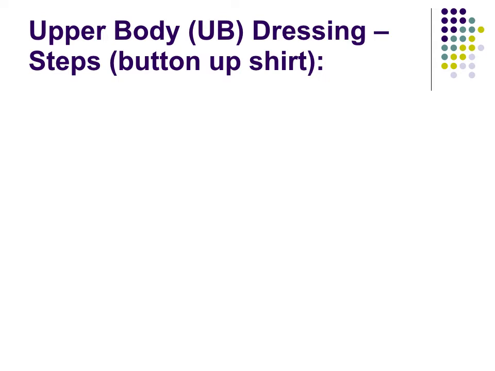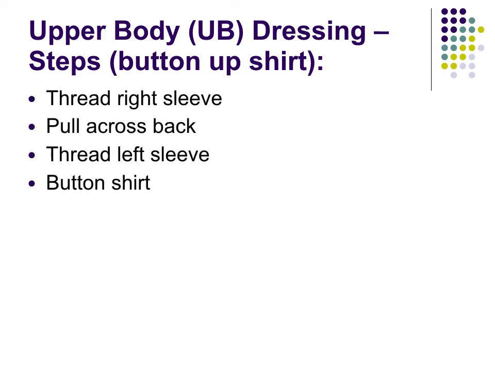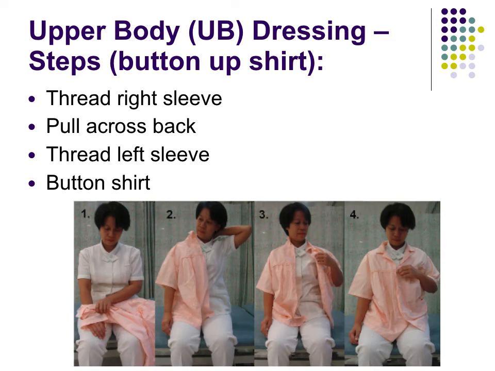This includes dressing and undressing, as well as applying or removing a prosthesis or an orthosis if that's applicable for the patient. So in this particular situation, we're going to look at upper body dressing with a button-up shirt. So thread the right sleeve, pull across the back, thread the left sleeve, and button up the shirt would be your 4 steps that would be included in this area.